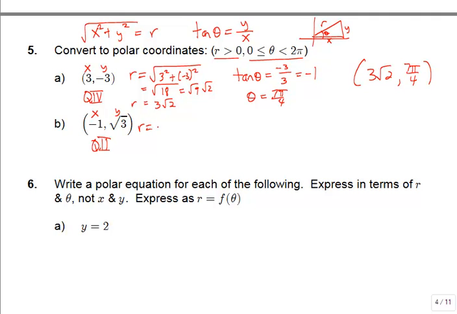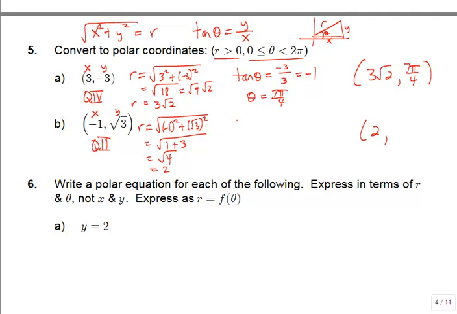To get your r, you're just finding that hypotenuse by taking the square root of the x squared plus the y squared. Well, square root of negative 1 squared is positive 1. Square root of 3 squared is just 3. And that gives me square root of 4, or just 2. So my r is 2.